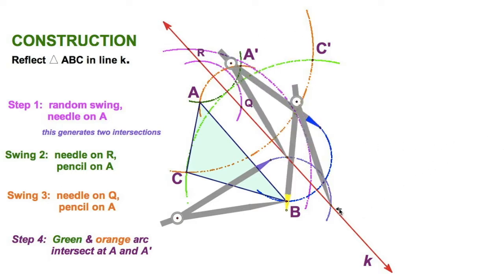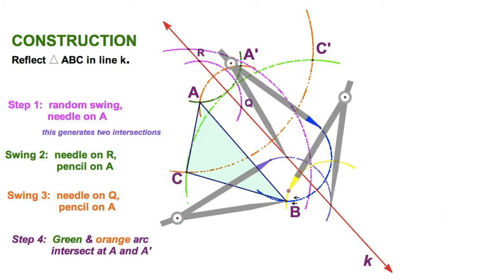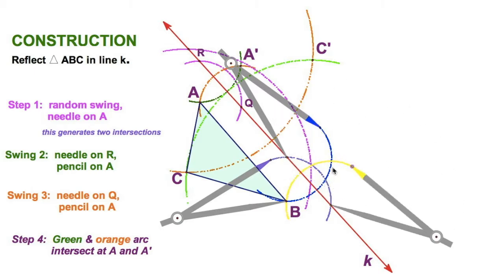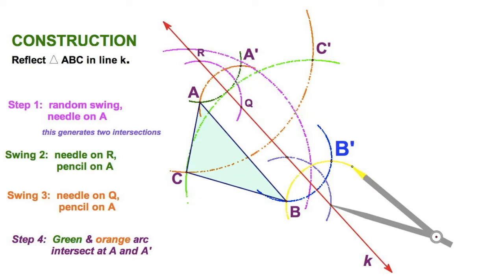Flip the compass around, put the needle on this other intersection. I'm still swinging it through B. And there you go. I've generated the last of the 3 intersections. And we'll call that one B prime. Ooh, B came out big. And I'm going to put away my compasses because we really don't need them anymore.